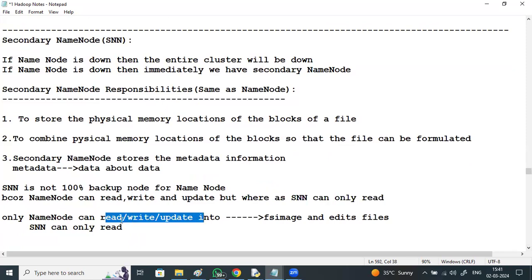See, where does name node store metadata information? Name node stores all the metadata information in two files, fsimage and edits. Remember where name node stores that metadata.